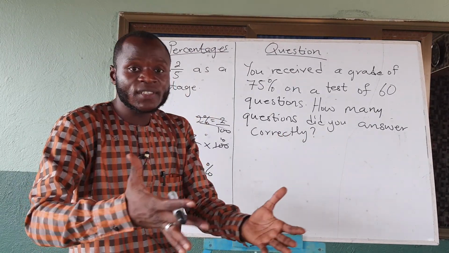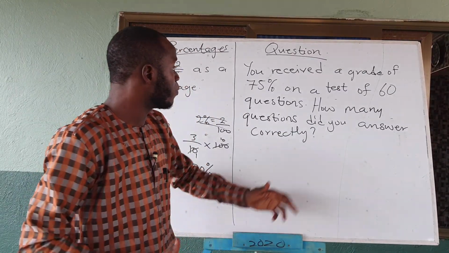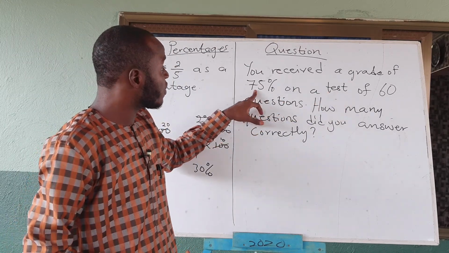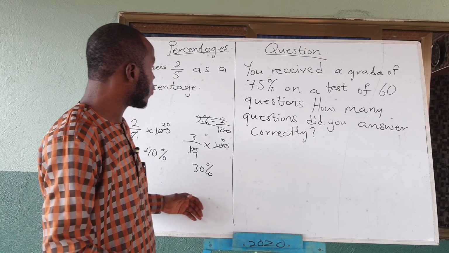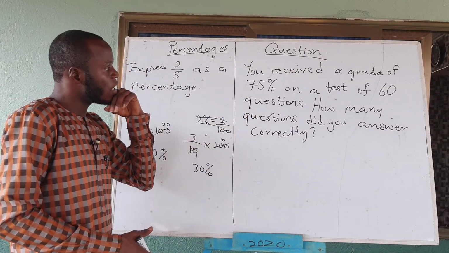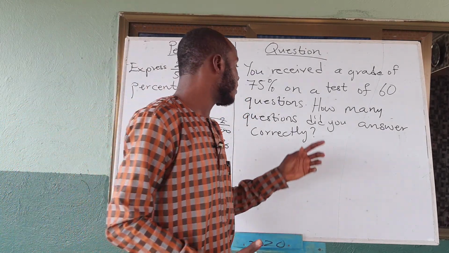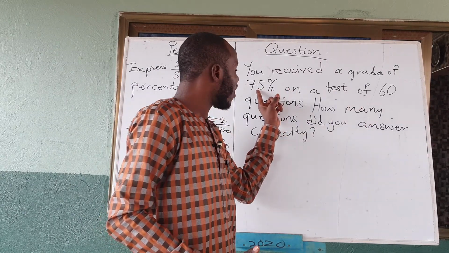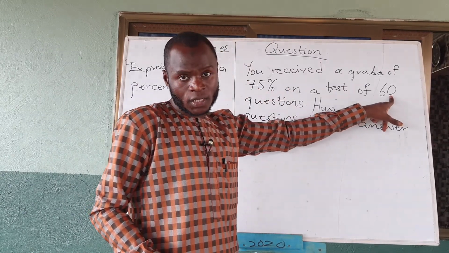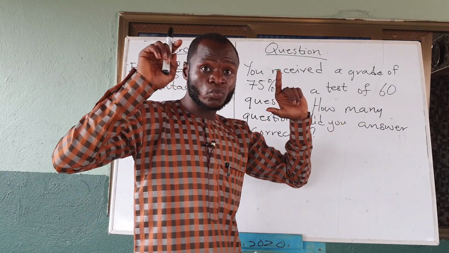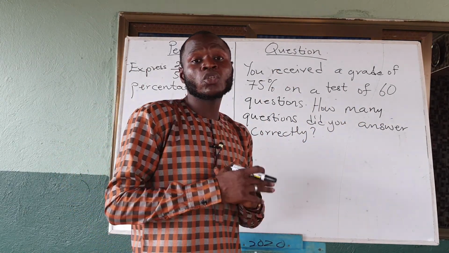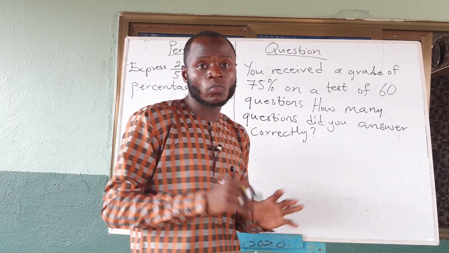So the test contains 60 questions, and then the grade that you obtain after writing the test is what? 75%. Now how many questions did you solve correctly? Okay, so just like we did here, all we need to calculate, or what it is looking for, is what? 75% of 60 questions, okay? So 75% of 60, if you understand it in this way, the solving of this particular question will be very simple to you.